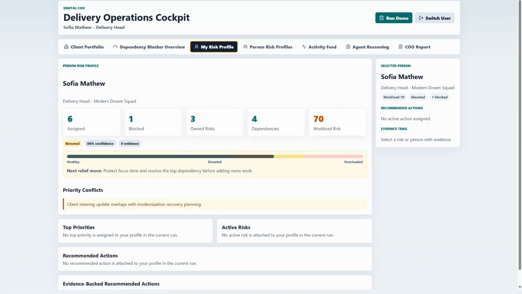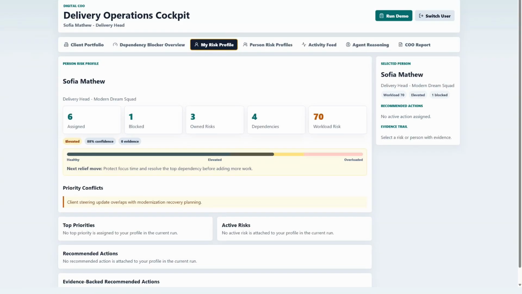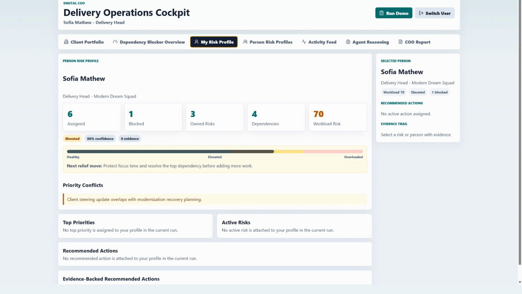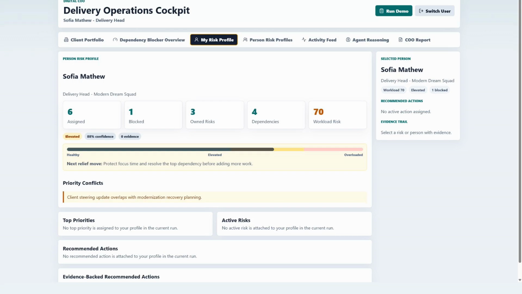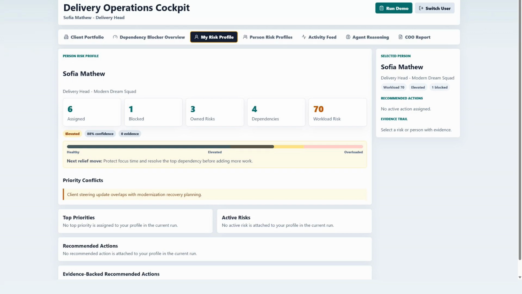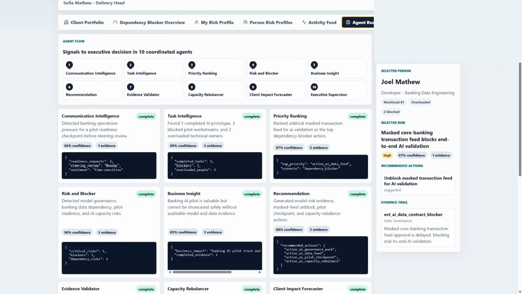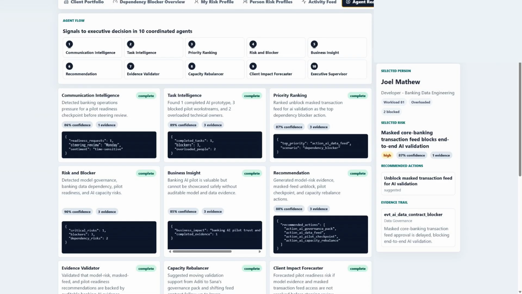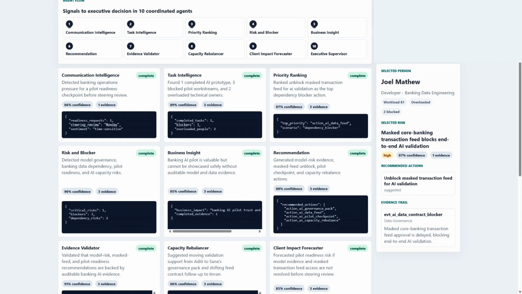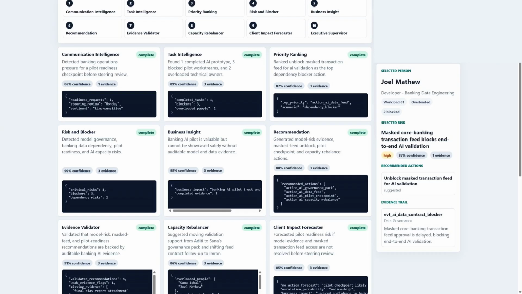The AI layer is a coordinated 10-agent workflow, not one chatbot. Communication, task intelligence, priority ranking, risk and blocker detection, business insight, recommendation, evidence validation, capacity rebalancing, client impact forecasting, and the executive supervisor all work together. The supervisor combines the agent outputs into a decision-ready answer.